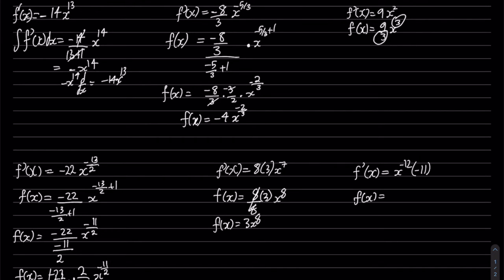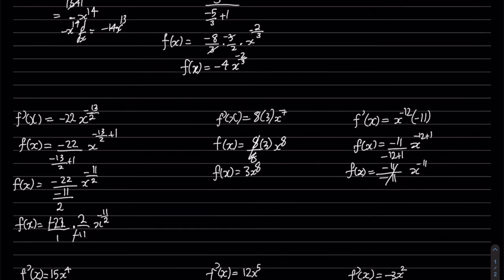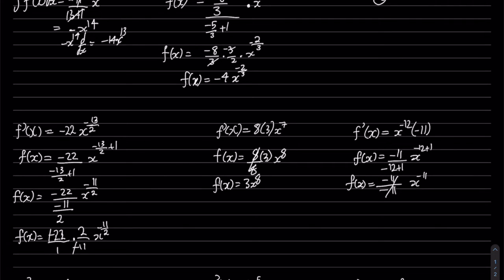This one, so you have negative 11 over negative 12 plus 1, right? Times x to the negative 12 plus 1. What does that give you? It gives you negative 11 over negative 11. Cancels that out. X to the negative 11. Right? You see how when it was differentiated from the original function, which would be this, it was dropped down a power. It was decreased. It went more into the negatives, right? But when you integrated it, it became more positive.